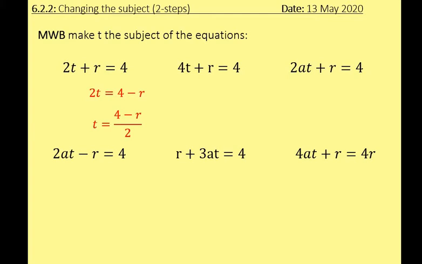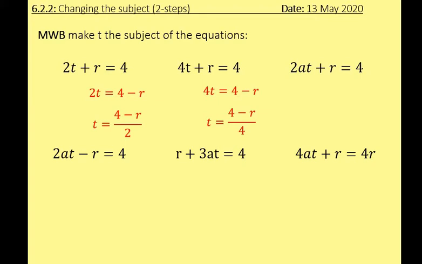Next one, we have 4t plus r equals 4. So very, very similar. Our first step is the same. We're going to subtract r from both sides, and then instead of dividing by 2 on both sides, we're going to divide by 4 on both sides. So we have t equals 4 subtract r all over 4.